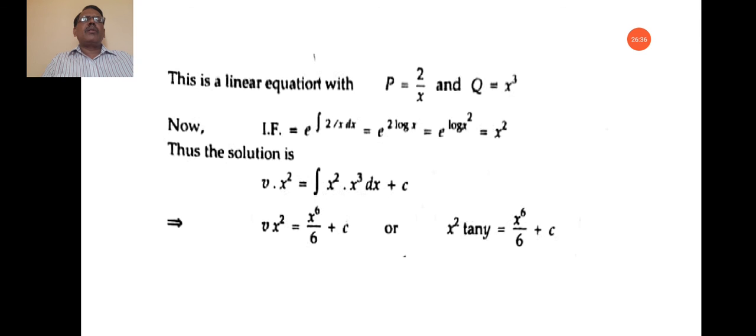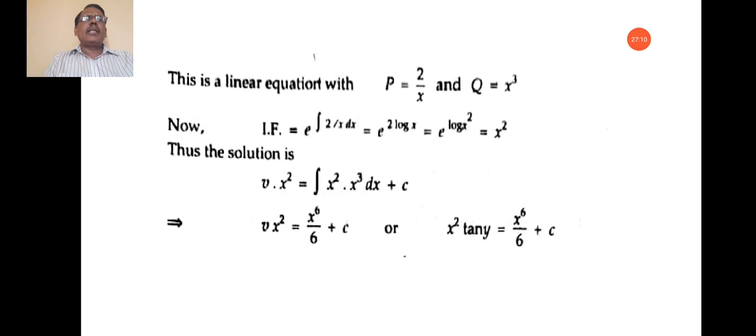This is equal to e to the power of 2 log x, which is equal to e to the power of log of x square. Log and e cancel, that is equal to x square. Therefore, the solution of the given differential equation is v into x square. Observe that this is not y. v into x square is equal to integral of x square into x cube dx plus c.